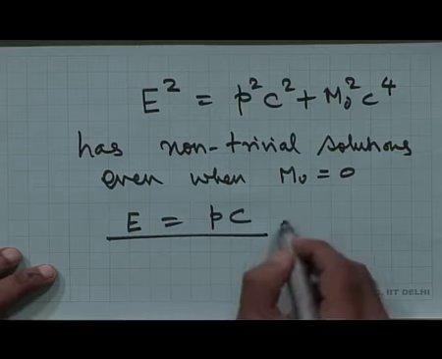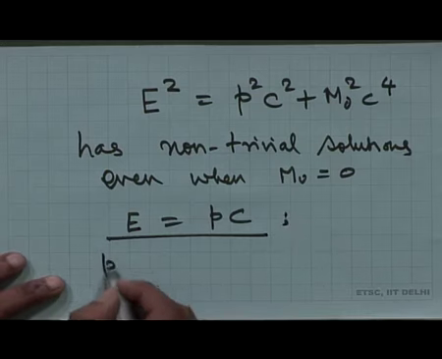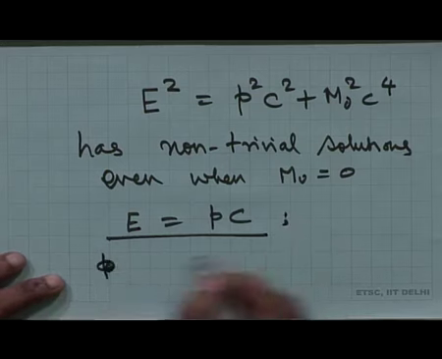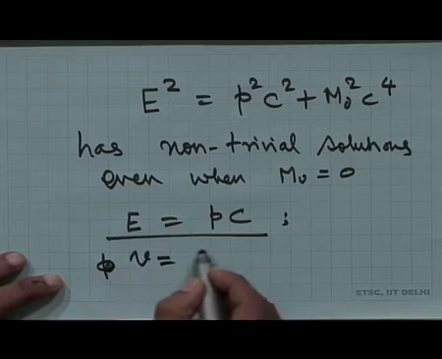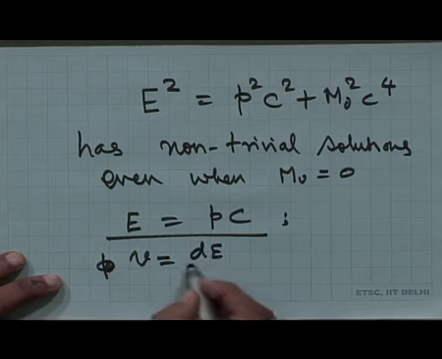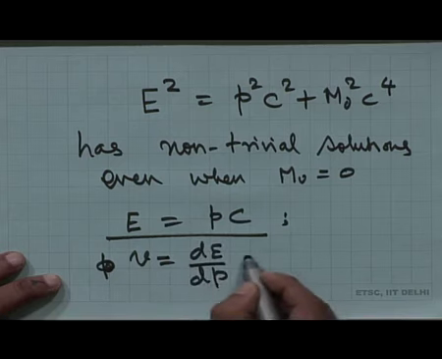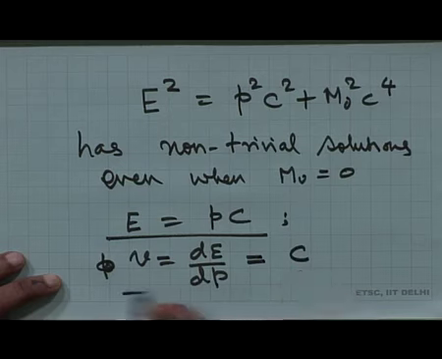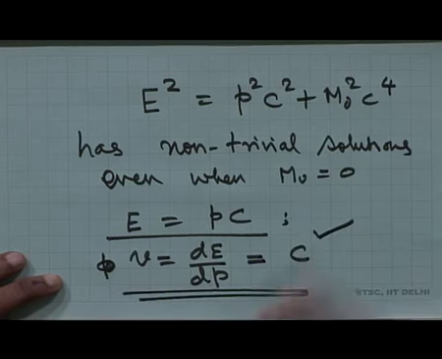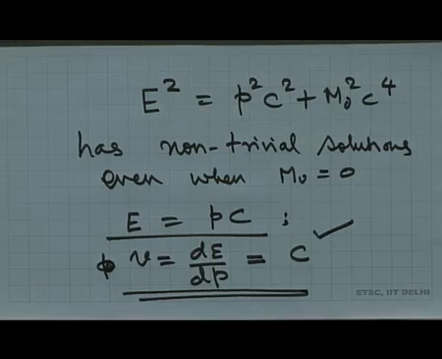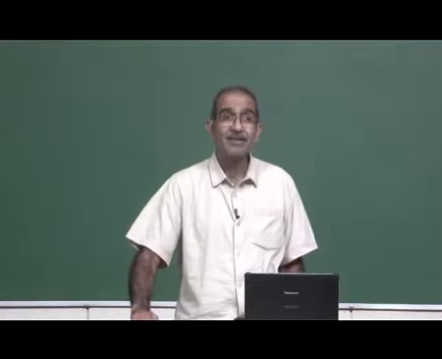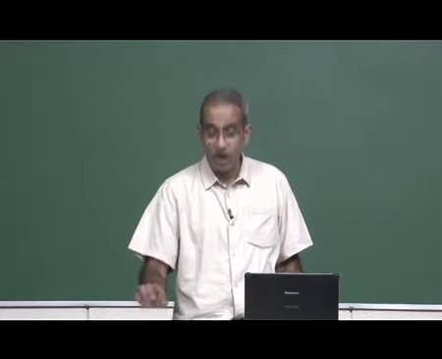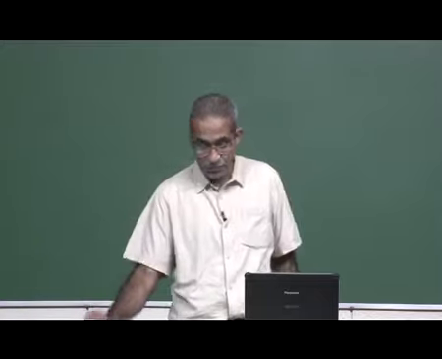So, if you write E equal to Pc, and if you write your velocity to be dE by dP, what do you get? This is nothing but c. That is what you are going to get. Therefore, this takes care of light also. That was the great accomplishment of Einstein when he gave this relation. This is also called mass energy relationship.